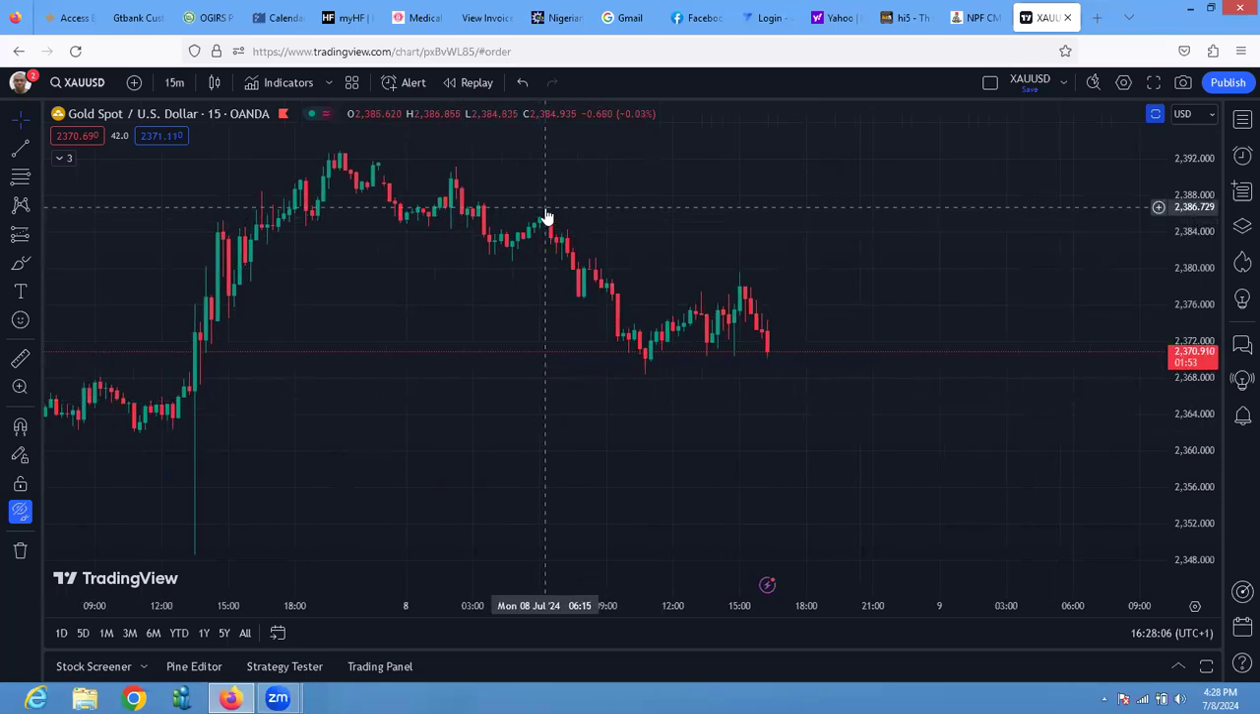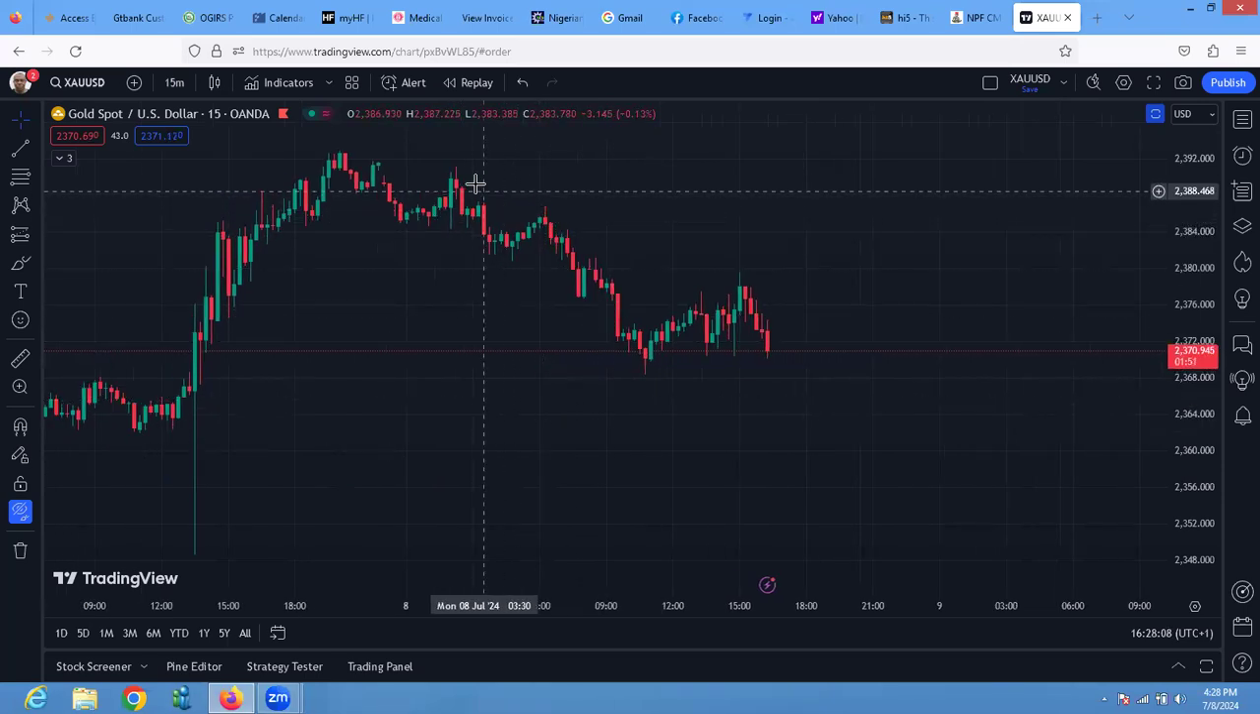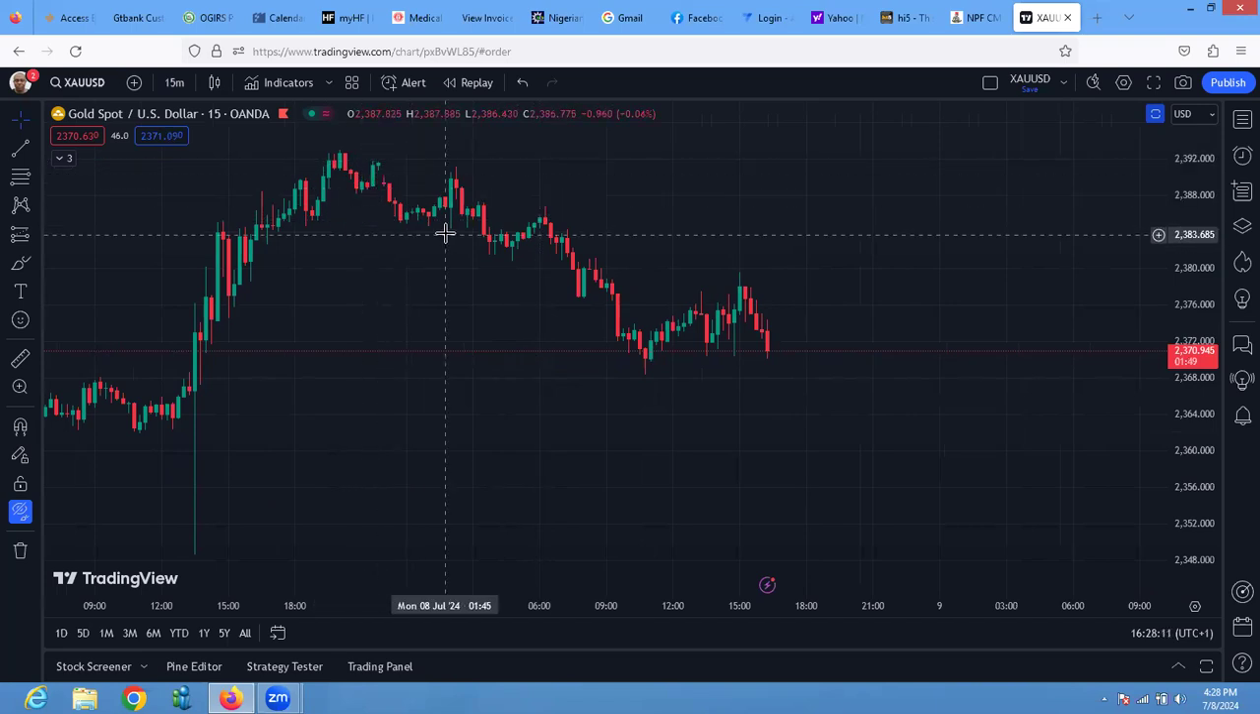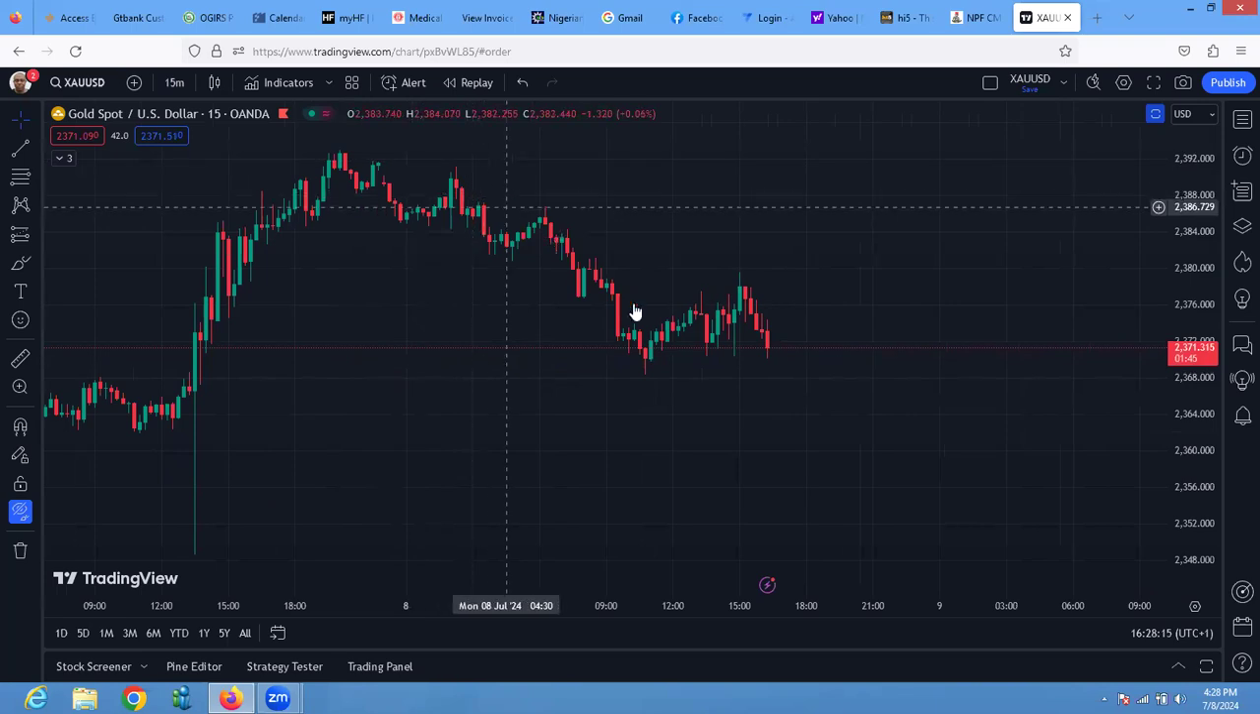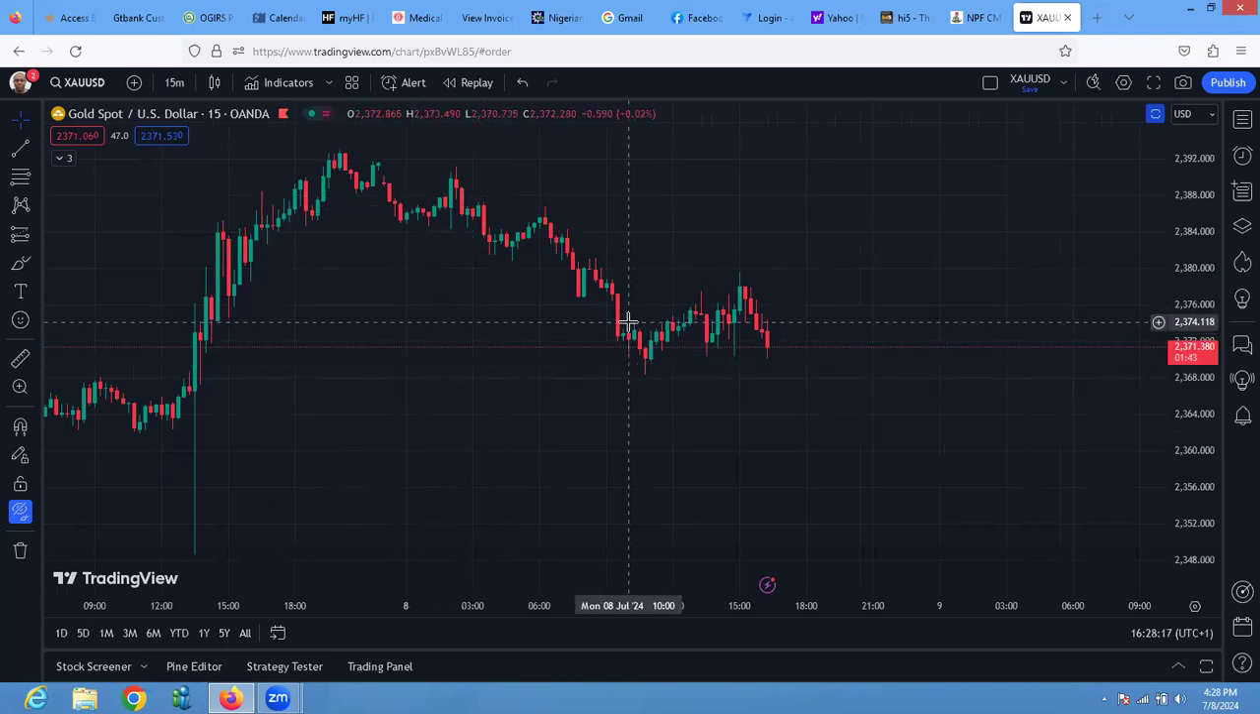Now, for this wave that is coming down, this is the first part of this wave, the second part here, and this is the third part. This is the fourth of it, and this is the last wave of it. So we have broken out of this fourth wave, but the way and manner we broke out of it is corrective.